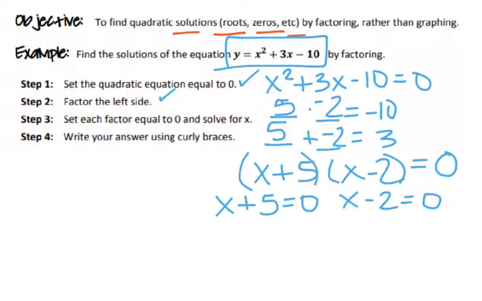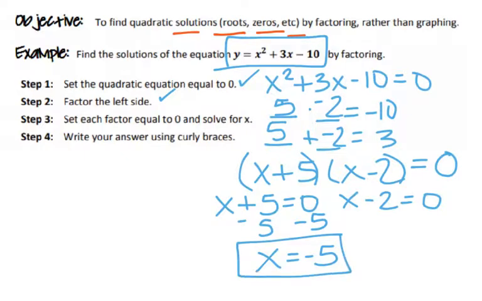So the way we get rid of a plus 5 is we subtract 5 from both sides. So x equals -5. And then the last thing we're going to do for x minus 2, we're going to get rid of minus 2 by adding 2. So x equals 2.